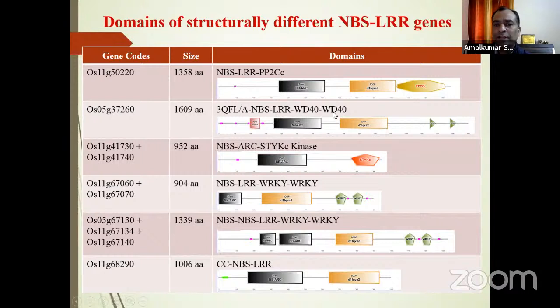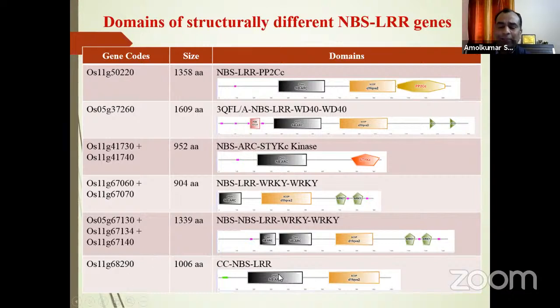Here WD40 domains are there, or a P502CC domain is attached. And here it is actually a combination of 3 genes. So 3 genes are combined there, and along with NBS-LRR, 2 Verki domains are attached. And here again one novel gene is observed.